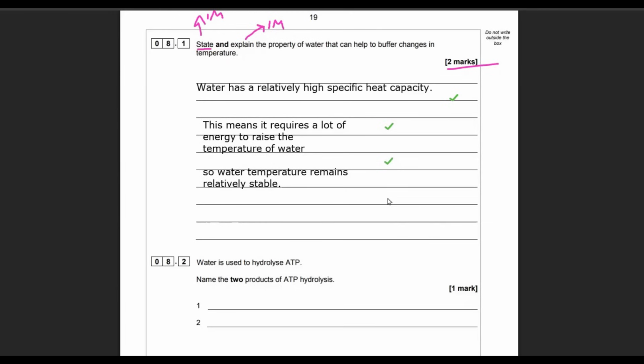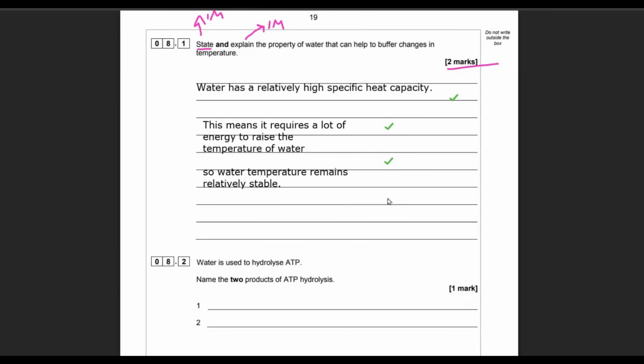The atmosphere, the air, changes temperature really easily and varies throughout the day, whereas the water temperature has a much smaller range of fluctuation. So it's a much more stable environment without any massive changes. And that is because it requires a lot of energy to raise the temperature of water, or water has to lose a lot of energy for its temperature to decrease. So it works both ways.